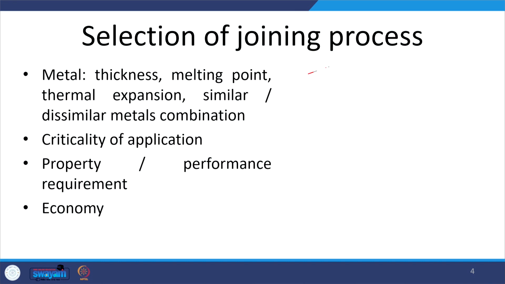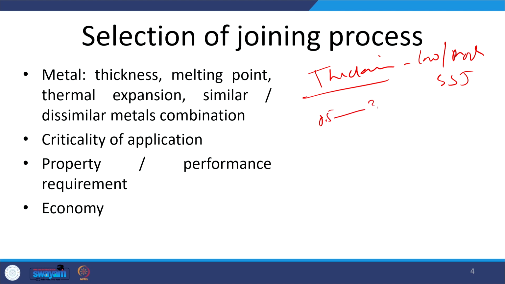So, the factors that we need to consider are, first, thickness. For low or moderate thickness maybe we can use solid state joints, but for a very wide range of thickness, like say 0.5 mm to even 300, we can go for fusion joining without much difficulty. So we have to choose the suitable process in such a way that we can deal with the wide range of section thicknesses to be joined.